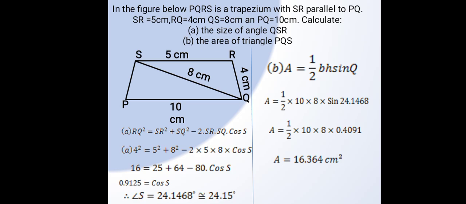Now, the size of angle QSR, we can compute it using the cosine rule, and we get it to be 24.15 degrees. And then part B, the area of triangle PQS, we can compute it using the sine, so it becomes a half base height sine Q, and the area is 16.364 centimeter square.